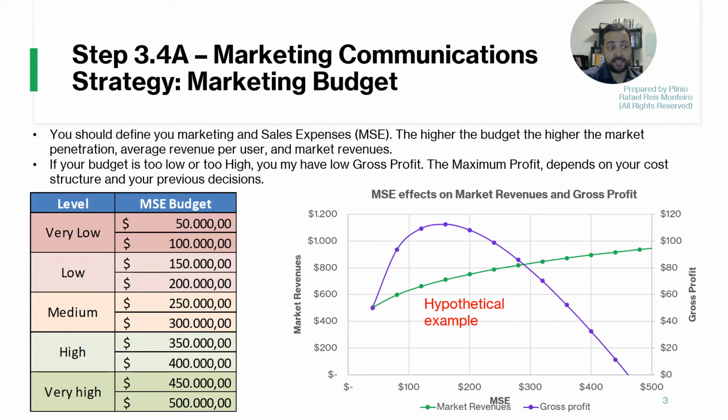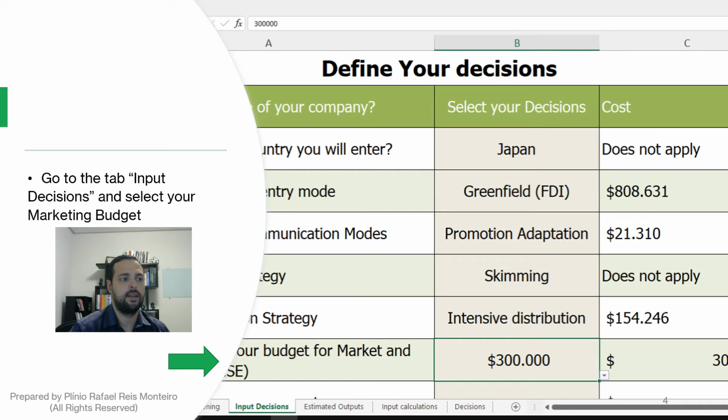In general, if you're investing less than $200,000, you have a low or a very low budget. The median or the average budget is between $250,000 and $300,000. And if you invest more than that, usually you're going to have a really high budget. So figure out your appetite for risk and your feelings about the market, and try to figure out what is the best budget for your business.